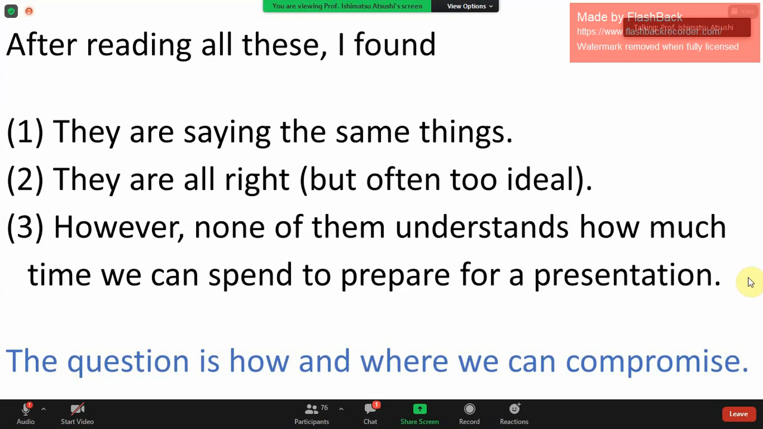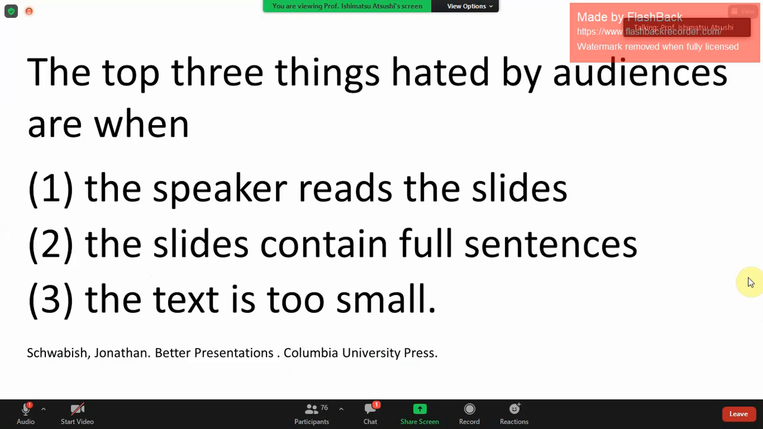And that is the thing I tried to tell you this morning. How the most essential things you better follow, I chose from those many recommendations and suggestions by those papers and books. Okay, I will tell you only the essence. The one common message from those papers and books is this: the three things hated by the audience.